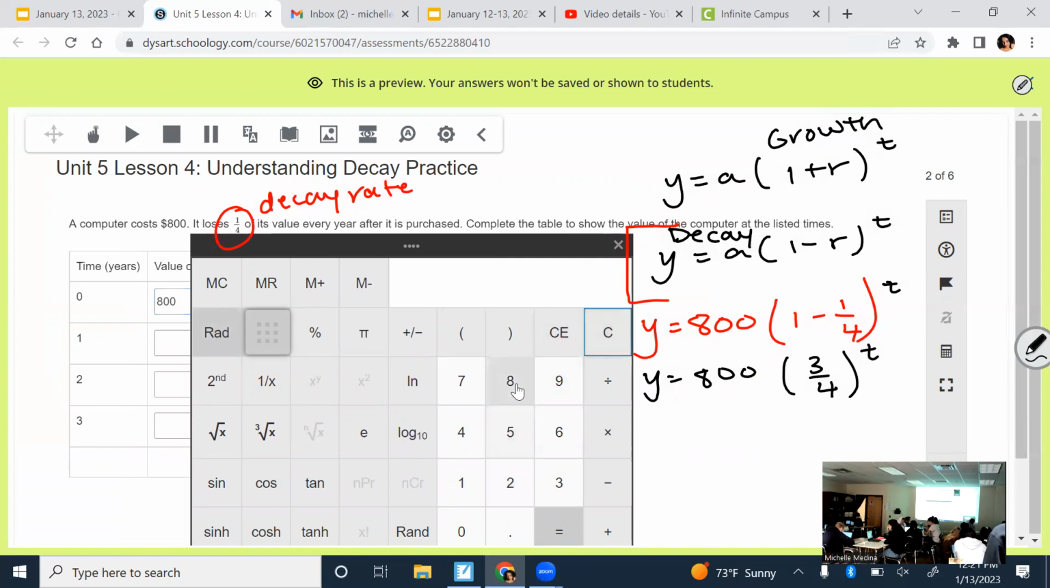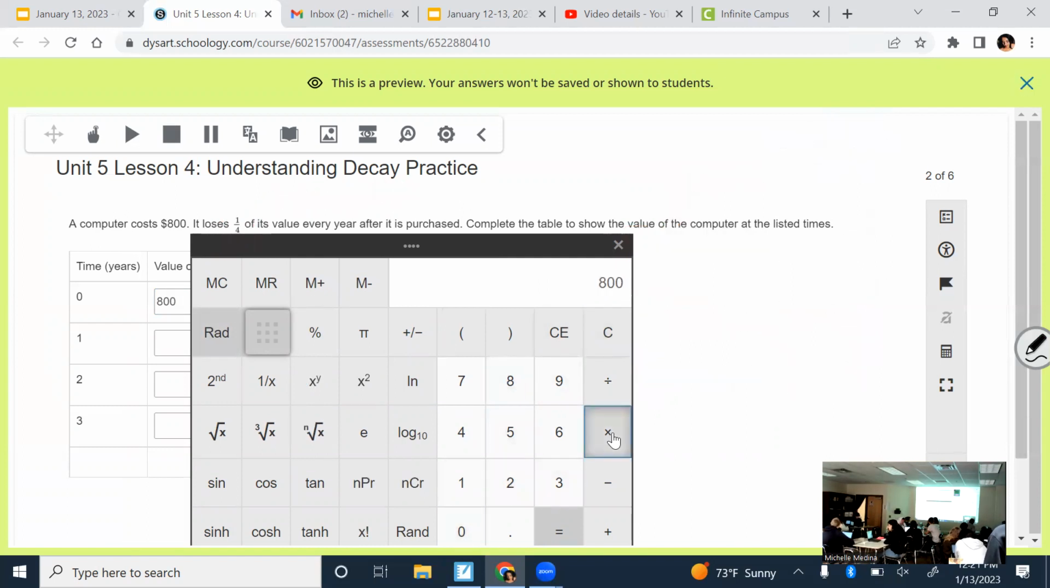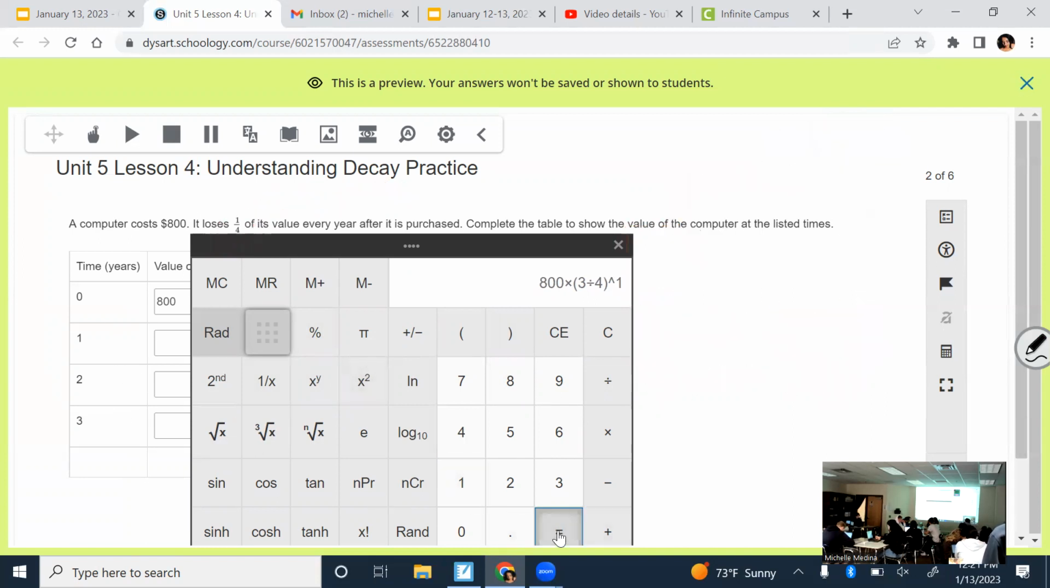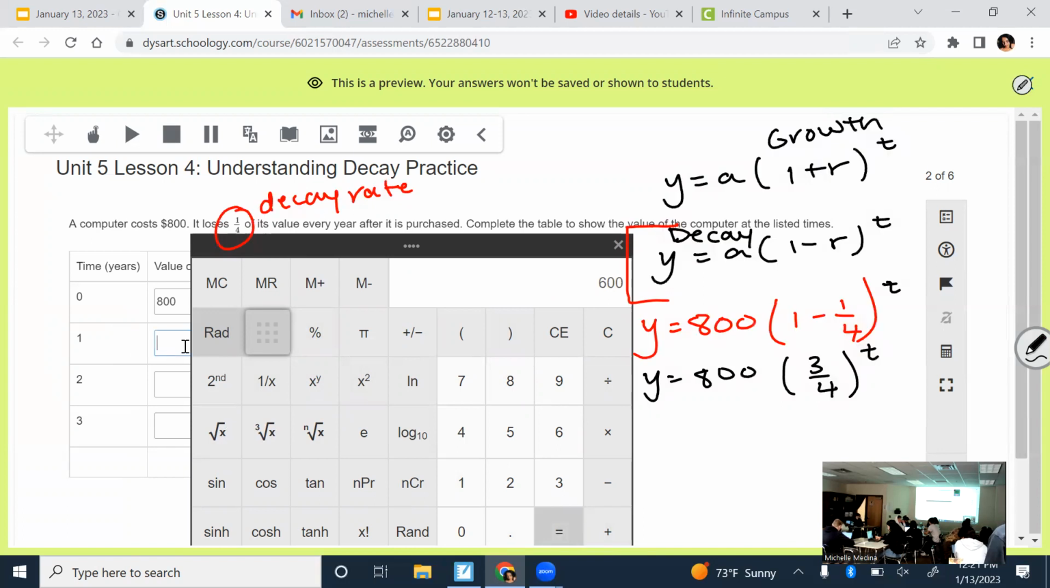So like 800 times 3/4, put it in parentheses because it's a fraction, to the what power this time are we trying to find? 1, because we're filling out the table. Press equals, that value is 600. Make sense? Okay, then keep going.